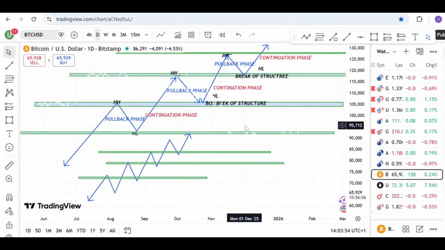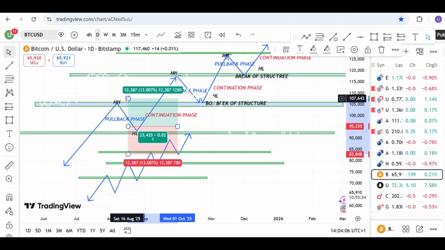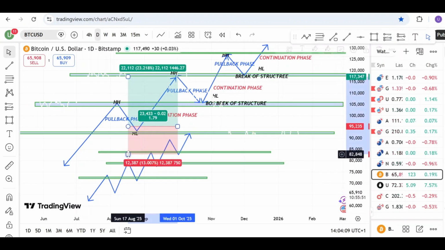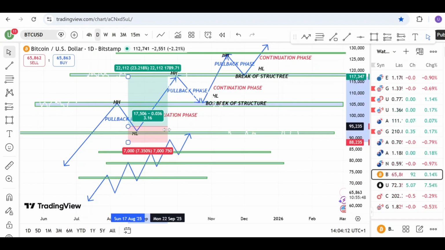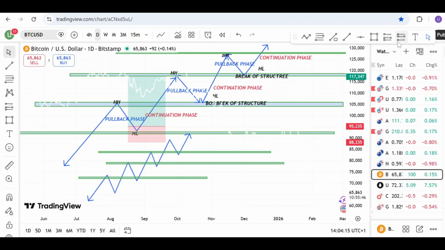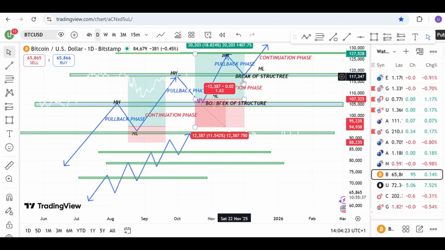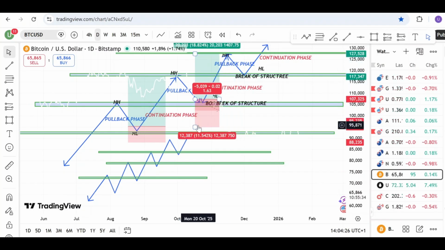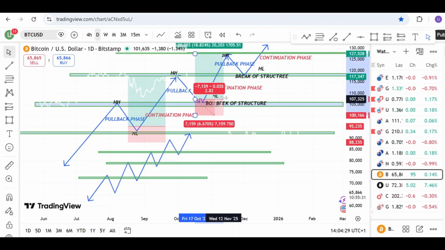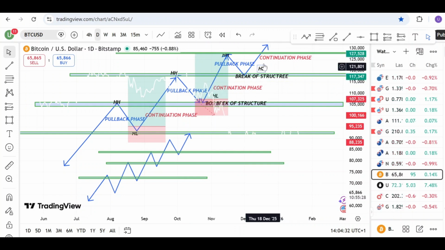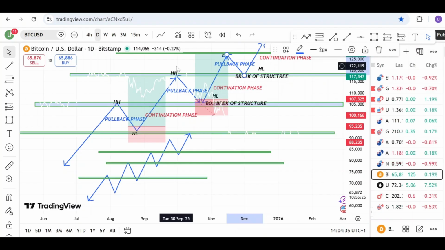Okay, when we need to enter for a buy, always enter on a higher low and target another higher high. For example, here in an uptrend, we always look for a buy. In order to buy, we enter on a higher low. Always we enter on a higher low, and we target another higher high.